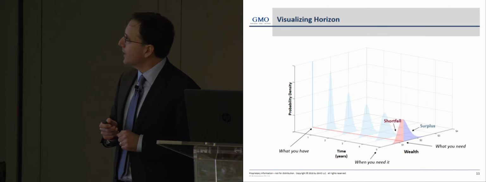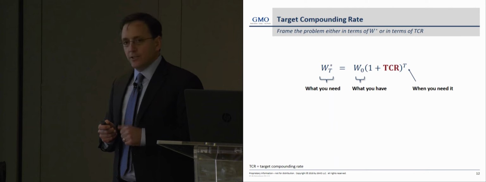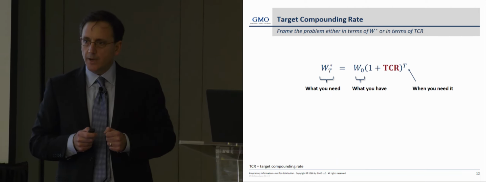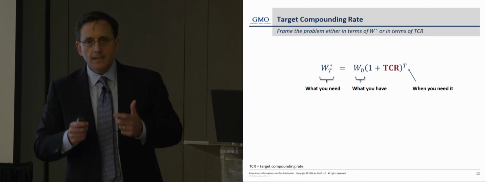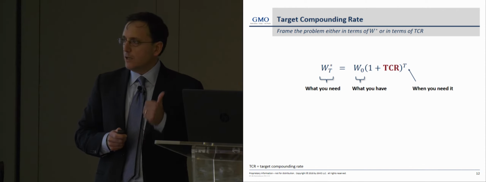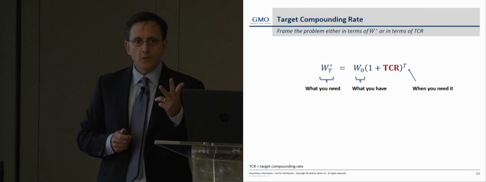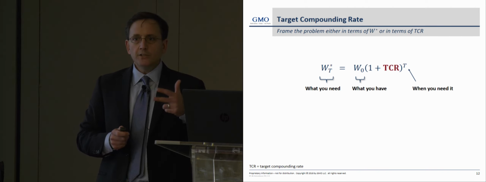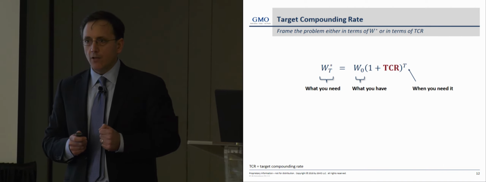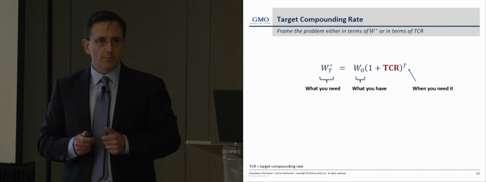Shortfall and surplus. Okay. The last ingredient, the last concept I want to introduce is this concept of a target compounding rate. So in the example that I mentioned on the previous slide, you start with $1, you want $1.25, and you want it in 5 years. What you're saying is that you basically want to compound your wealth at 5% per year.